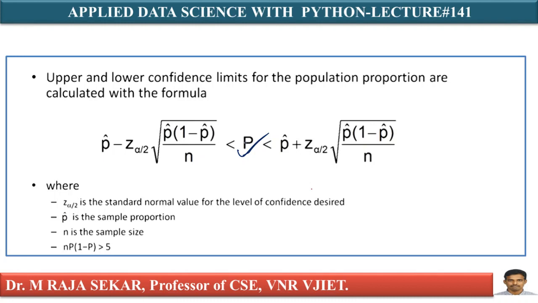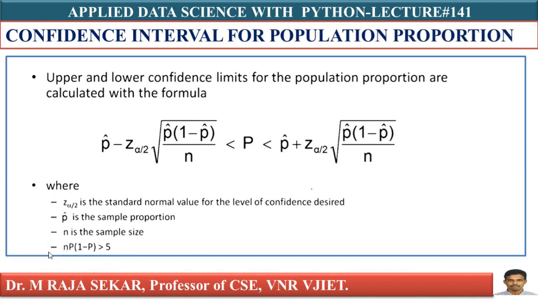There is a condition. Just try to have an idea on this condition. NPQ, here capital P plus capital Q equal to 1. NPQ, or NP into 1 minus P, is greater than 5. I will discuss this concept while discussing problems. As I told you, this small p cap is a sample proportion and n is the sample size. Z alpha by 2 value I already discussed in previous lectures. What is that Z alpha by 2 value, isn't it?